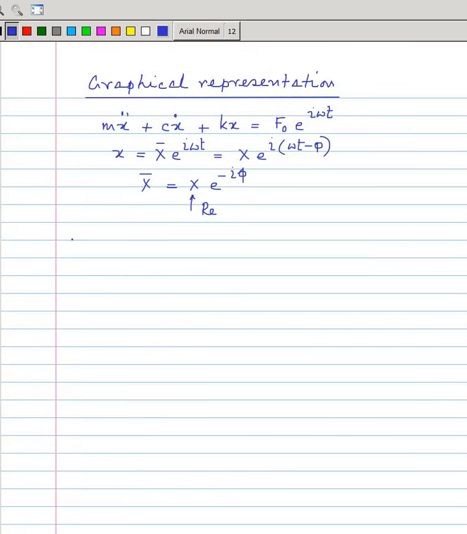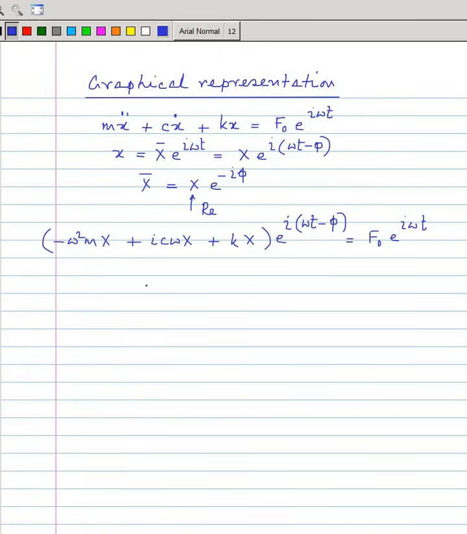Now if you put it here, you get minus m omega square X plus i c omega X plus kX, into e to the power i (omega t minus phi), is equal to F naught e to the power i omega t.